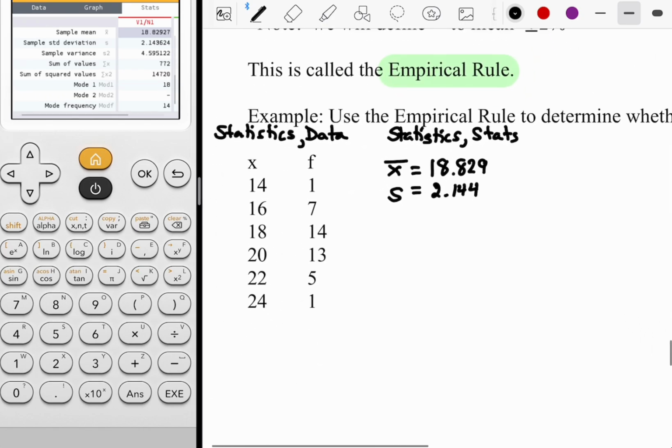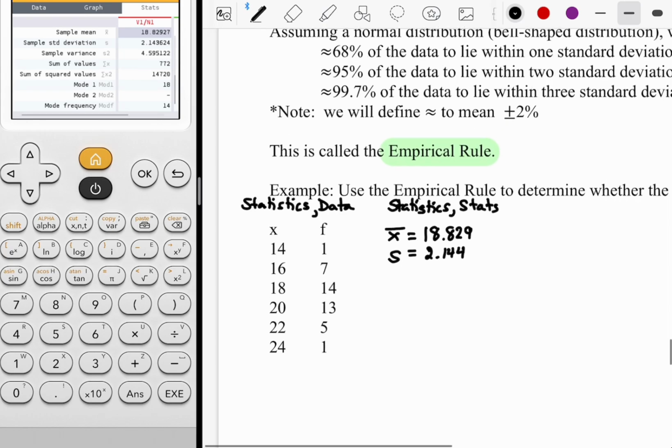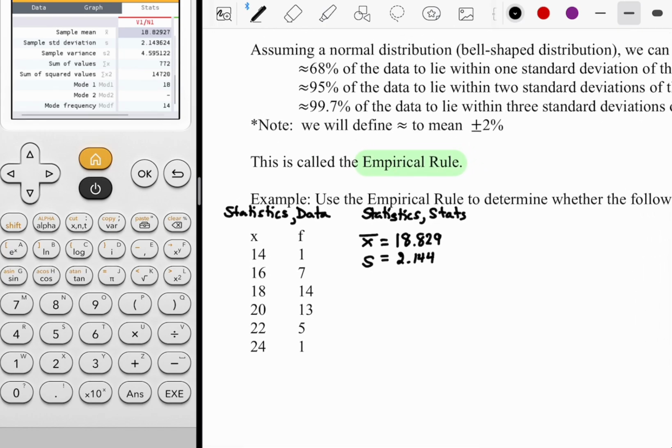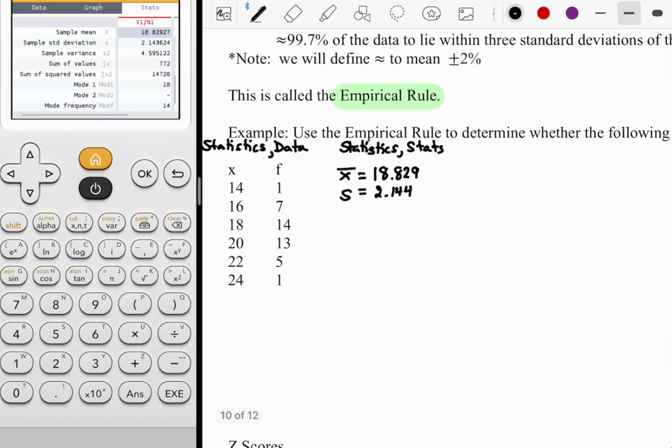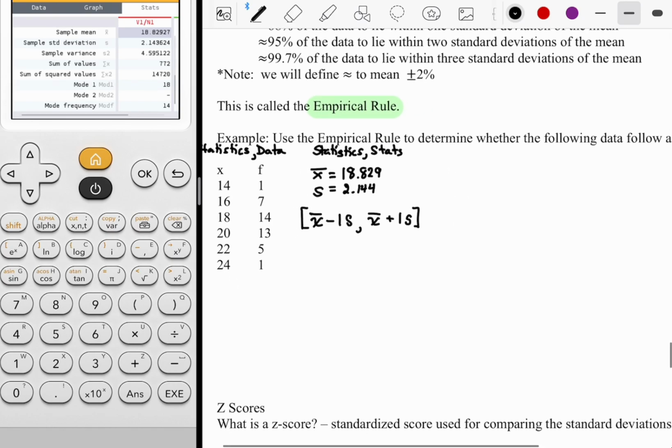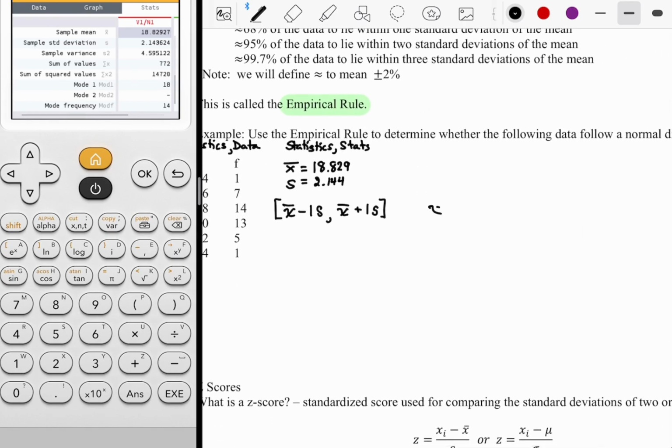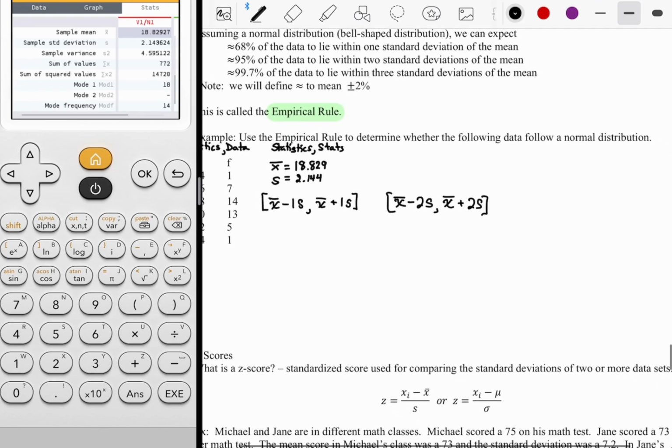All right, we have to do a series of computations here to determine whether this data set is considered to be a normal distribution. And so that comes from this 68, 95, 99.7 process. All right. So what we do is we compute X bar minus 1S, X bar plus 1S. All right. Once we do that, we compute X bar minus 2S, X bar plus 2S. And the last interval will have 3s instead of 2s. All right.